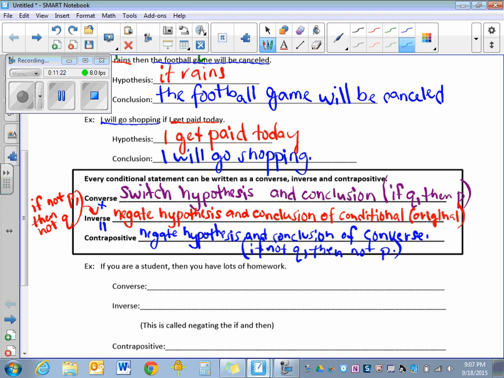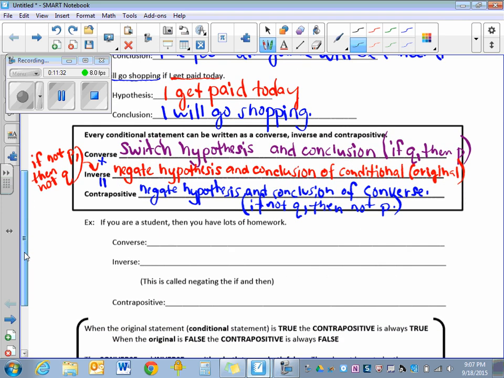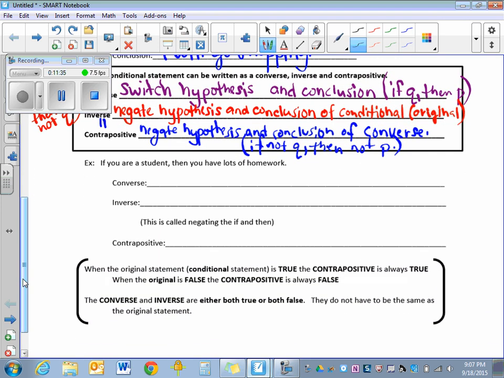Okay, so let's take a look at actual examples of these. Our first example: if you are a student, then you have lots of homework. This is our conditional statement. I'm going to go ahead and underline the hypothesis and underline the conclusion. Our hypothesis is you are a student. Think of that as your P. The conclusion, you have lots of homework. Think of that as a Q. I'm sure you guys are experiencing that right now, already having lots of homework. So if you're a student, then you have lots of homework.